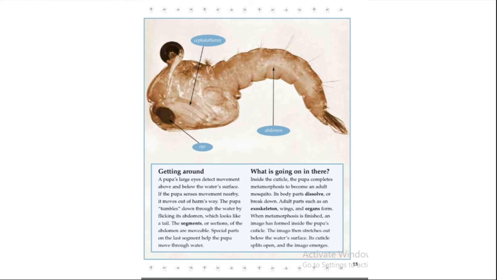What is going on in there? Inside the cuticle, the pupa completes metamorphosis to become an adult mosquito. Its body parts dissolve, or break down. Adult parts such as the exoskeleton, wings, and organs form. When metamorphosis is finished, an imago has formed inside the pupa's cuticle. The imago then stretches out below the water surface. Its cuticle splits open and the imago emerges.